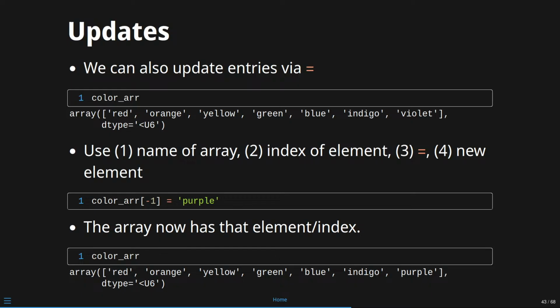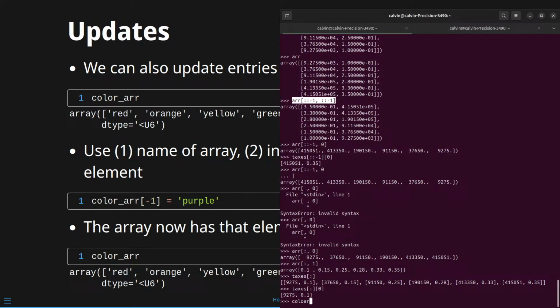NumPy arrays are not unlike the lists in the way that we can update them with single equals assignment. We'll look at the example of color R.